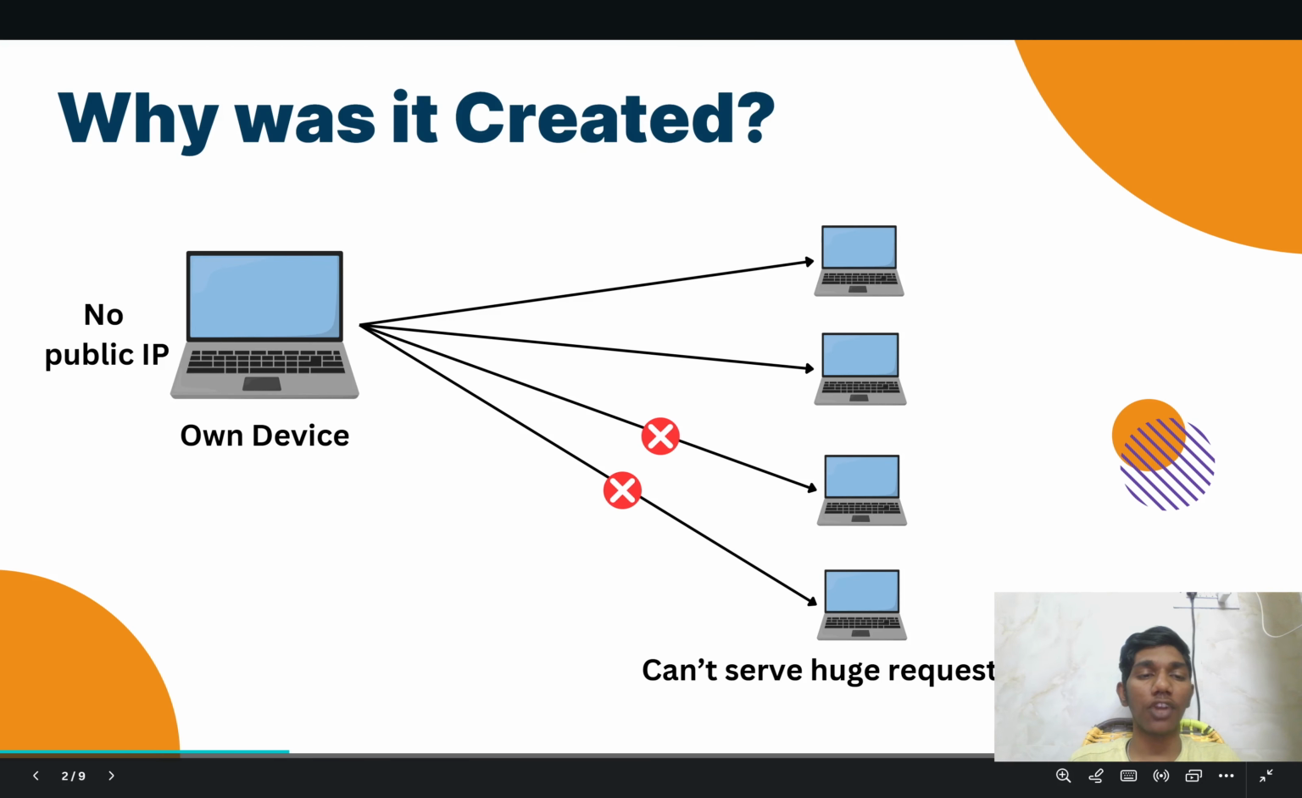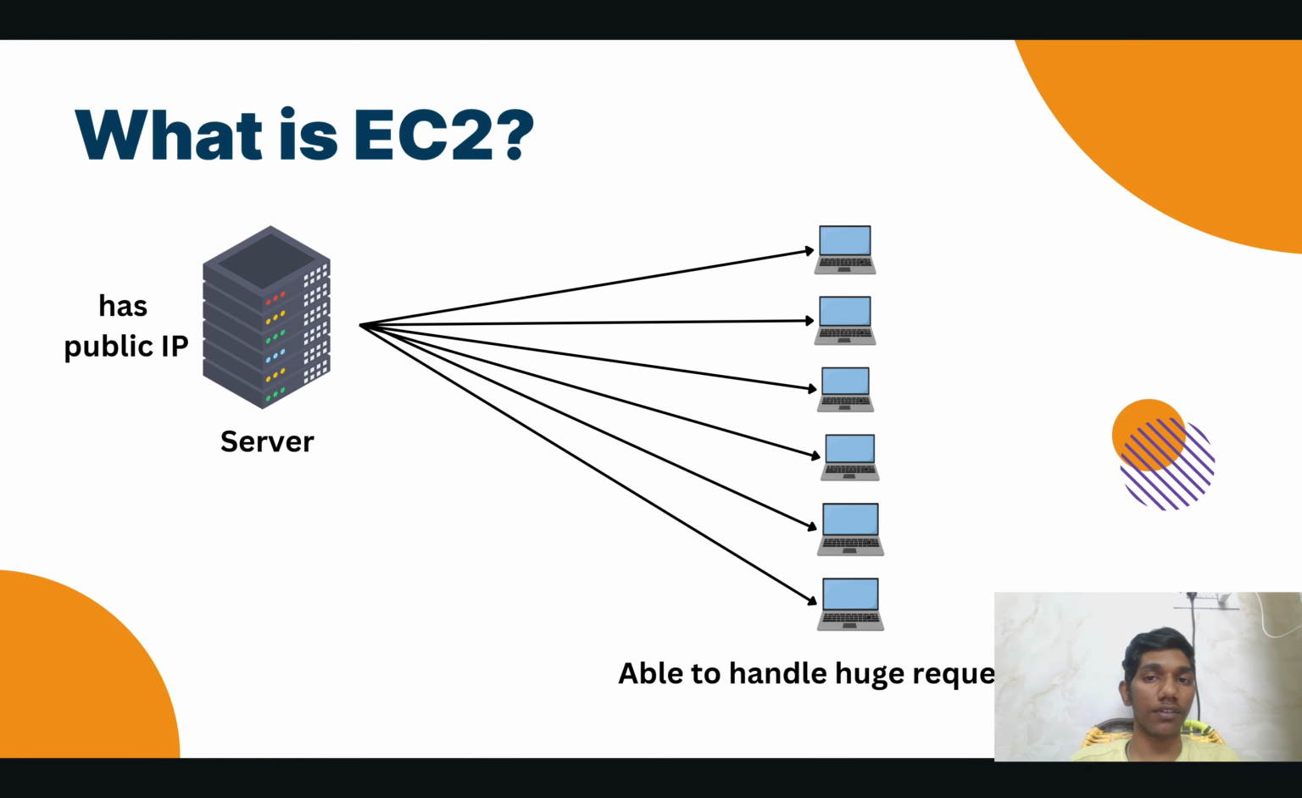Imagine you are a developer and you created an application in your local computer. You can access your application using your local computer, but other people want to use your application. Then your computer should be connected to internet. It should be on 24/7 and it should have a public IP address. Even if it has a public IP address, it may not serve huge requests due to the limited computing power of your device. To solve all this, people started using servers.